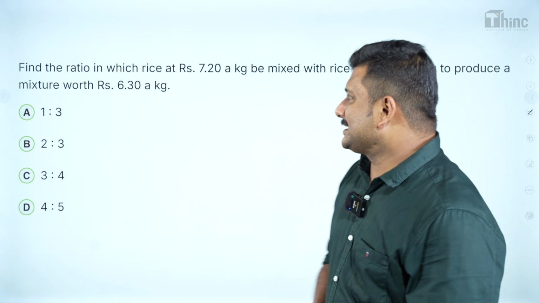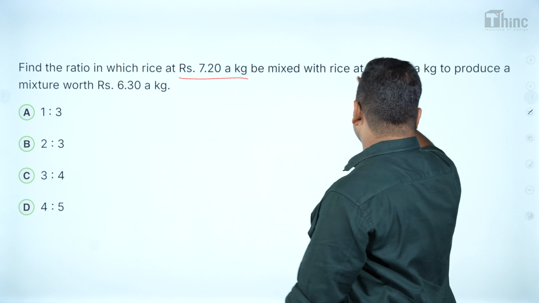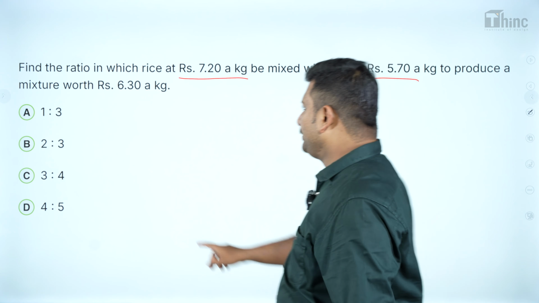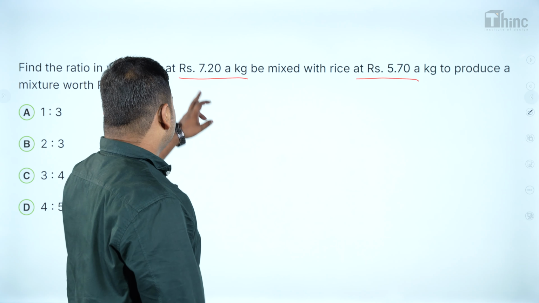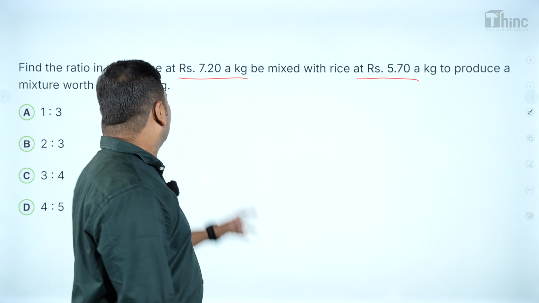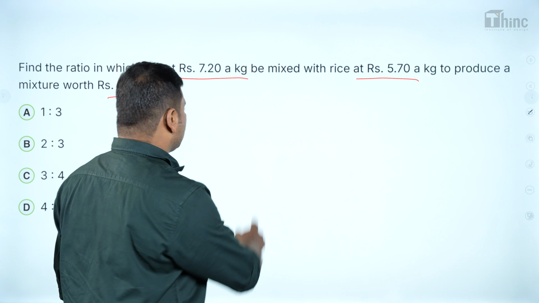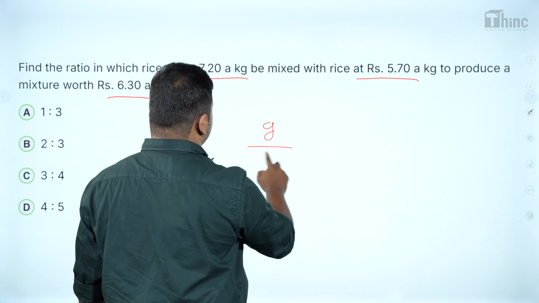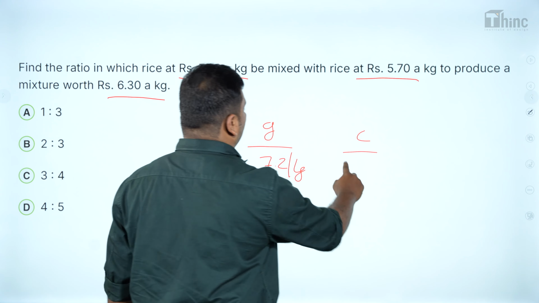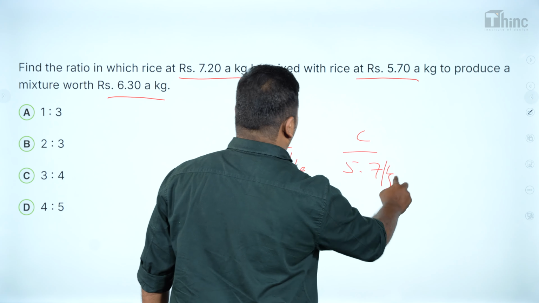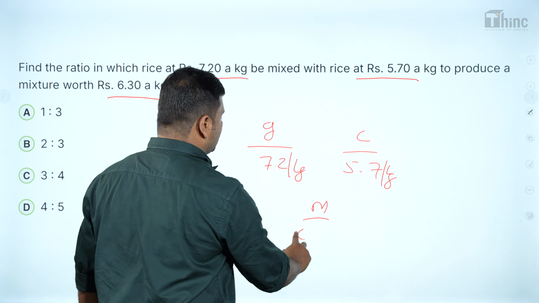Okay, so what is this question saying? In what ratio the rice at 7.2 per kg is mixed with rice at 5.7 per kg so as to produce a mixture worth rupees 6.3 per kg? So in what ratio the rice at 7.2 is mixed with 5.7 to get a mixture worth rupees 6.3? So we know the prices, right? So what is the price of good quality? It's 7.2 per kg. And what is the price of cheap quality? It's 5.7 per kg. And what is the mean price of the mixture? The mixture price is 6.3 per kg.